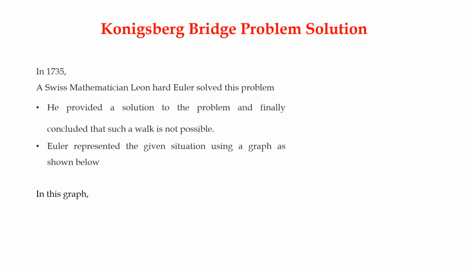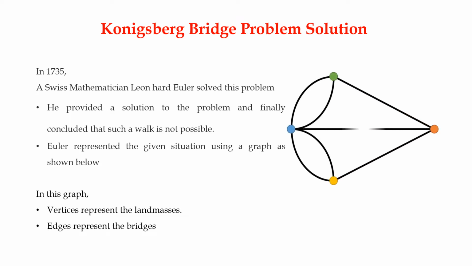Euler represented the given situation using a graph as shown here. In this graph, the vertices represent the landmasses and edges represent the bridges. The diagrammatic representation is like this.